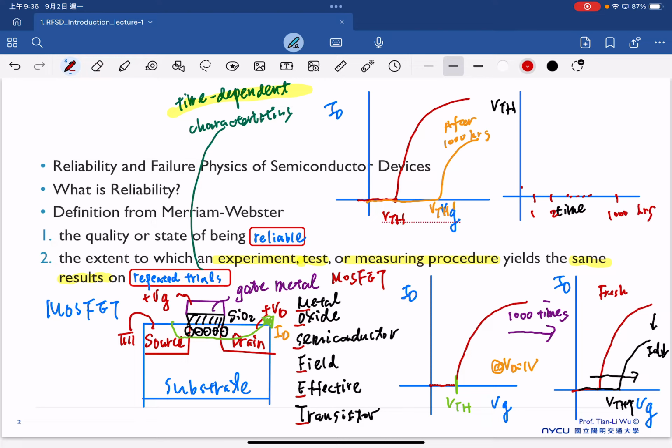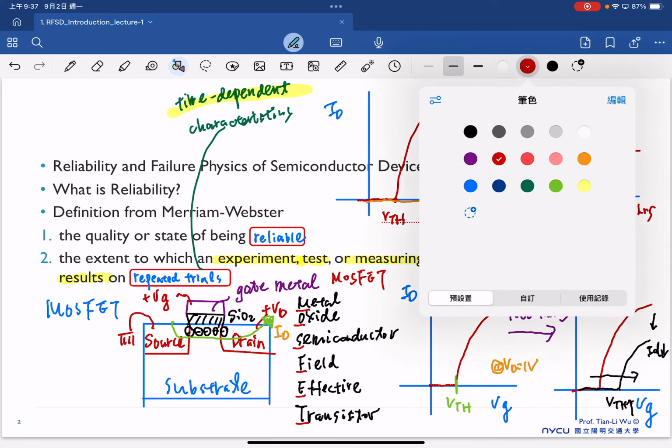And then ideally, if the device didn't show any reliability issue, we should expect a curve like this, where no matter how long we operate, our threshold voltage is always constant. That actually is a perfect case showing that the device didn't suffer a reliability issue. But unfortunately, this is not possible. Every device has a reliability issue, it's just related to how large the shift is. Some of the shift is small enough that we can accept it.